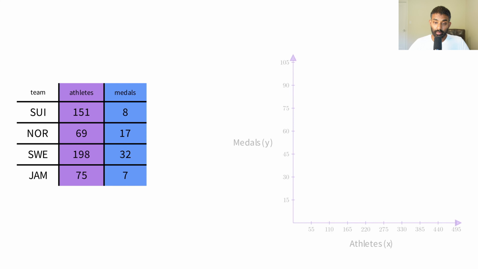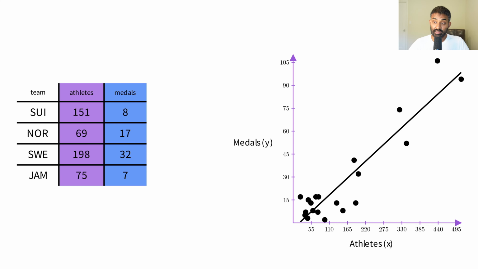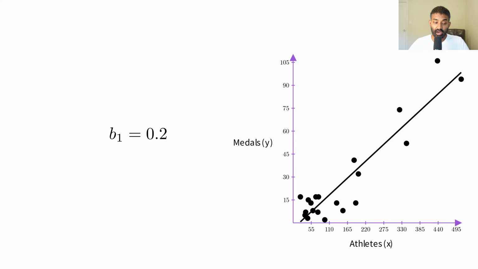Now, in linear regression, we can actually plot these points onto an axis, where x is the athletes and y is the medals. And we can plot a few more points that aren't shown but are in the larger data set. And then we can draw a line that fits these points. And this is a linear regression line. And in this case, our b1 coefficient for athletes is 0.2. That's the slope of the line.